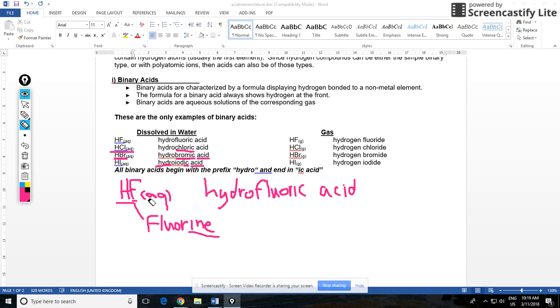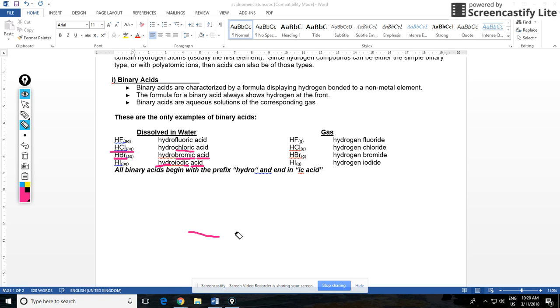Now, if you wanted to write the formula, here's how you would proceed. I could give you a name for an acid. Let's say I give you the name, we'll type this one out, hydrosulfuric acid. But first of all, you need to realize that it's a binary acid.